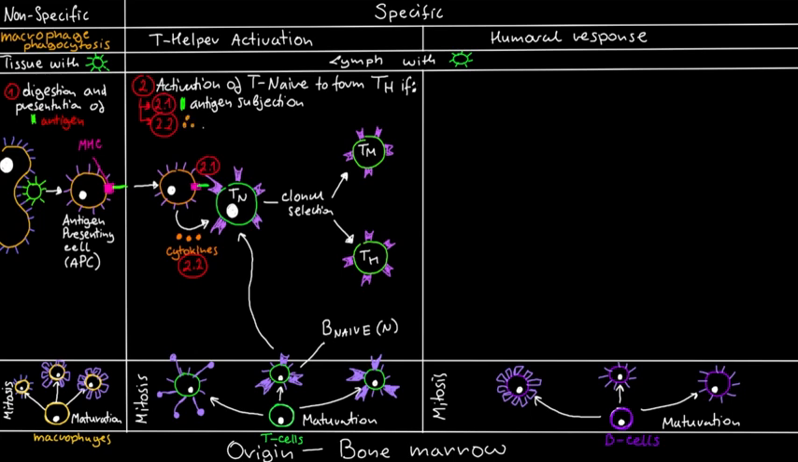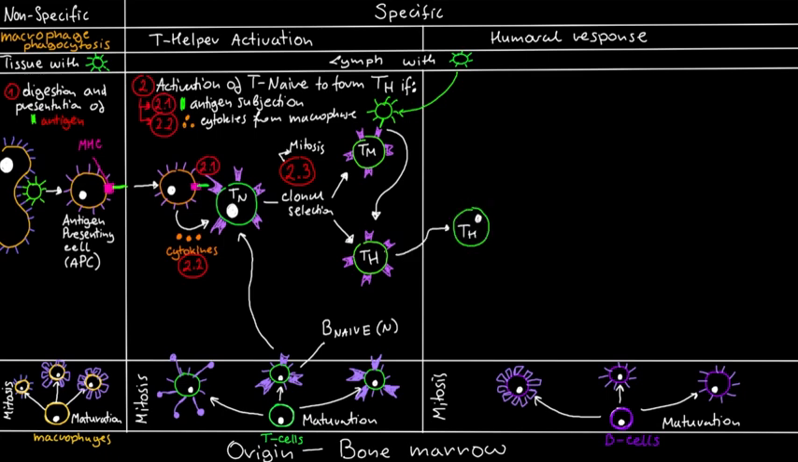If the T memory cell binds to the pathogenic antigen, it will become active and transform into the T effector, so T helper cell again. Those T helper cells will then continue on to the next stage, humoral response. We need to discuss how B-naive cells will be transformed into the B plasma cells, so B effector cells.